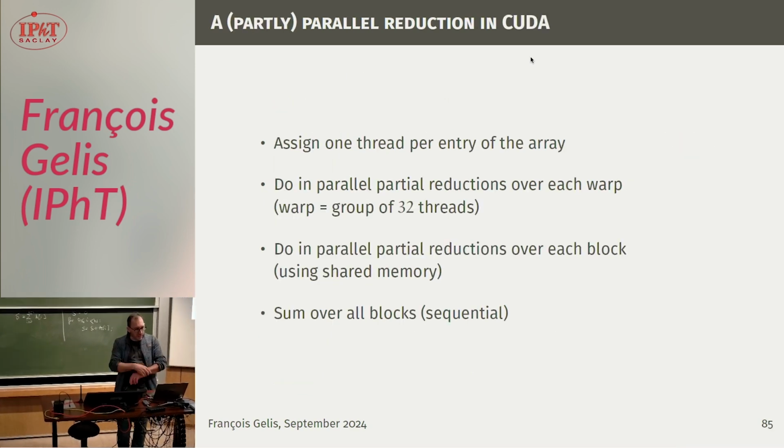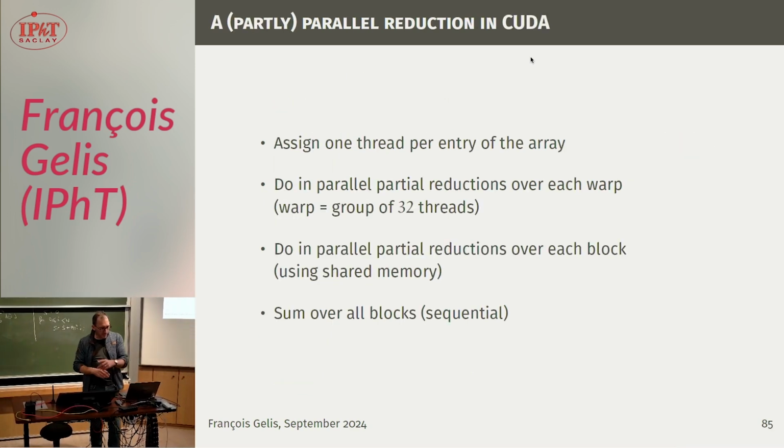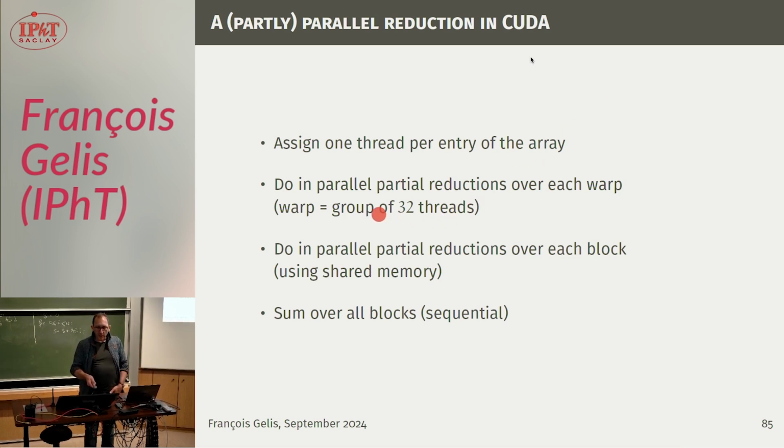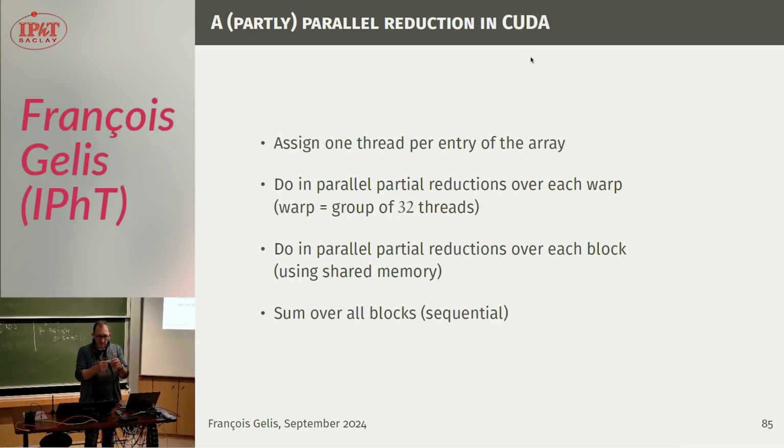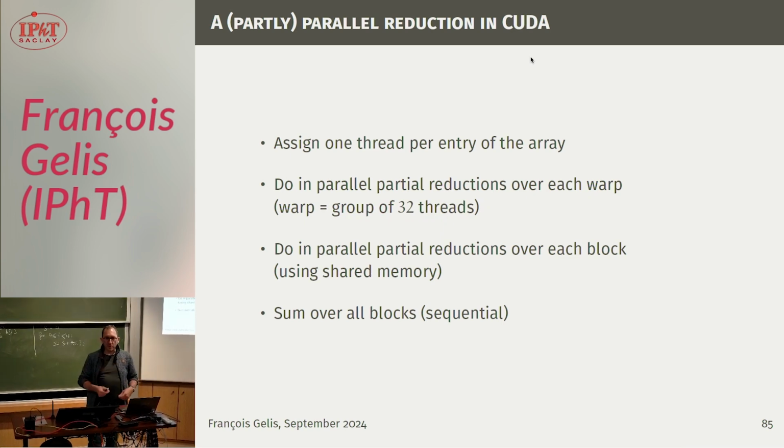So what I will explain in the following slides is a kind of hybrid algorithm where you do the sums in parallel. You assign one thread per entry of the array. You do partial sums in parallel inside each warp, so each group of 32 threads. And then you can also do in parallel the partial sums over each block. This time you will need shared memory for that.